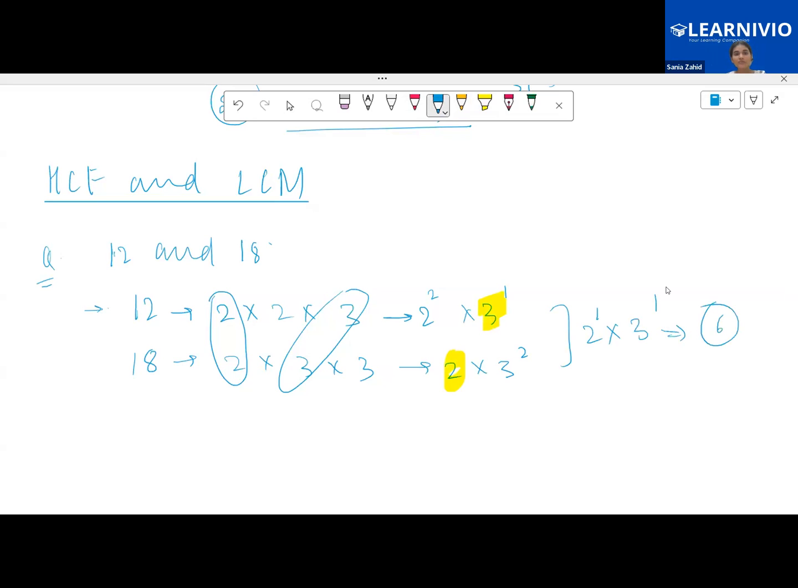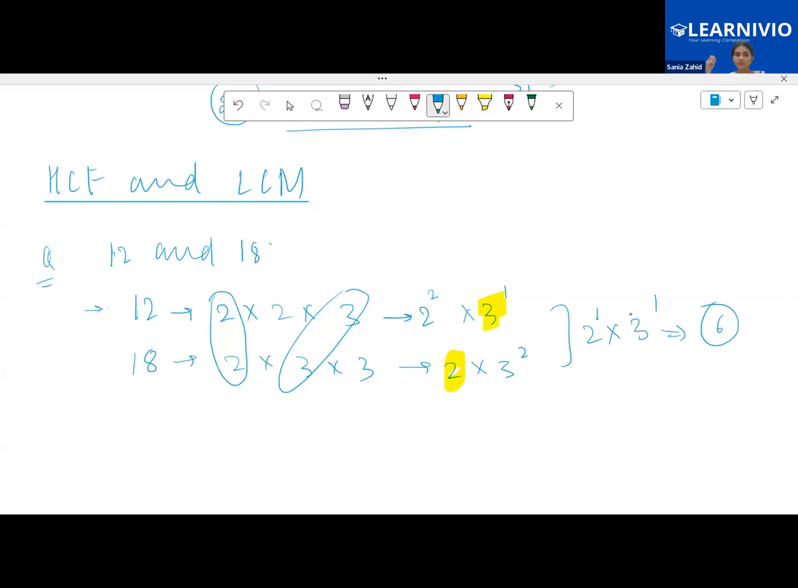So what is the highest common factor of 12 and 18? 6. Because 6 is a factor of 12 also. 6 is a factor of 18 also. Understood? Okay. Now if I talk about finding the LCM of 12 and 18.